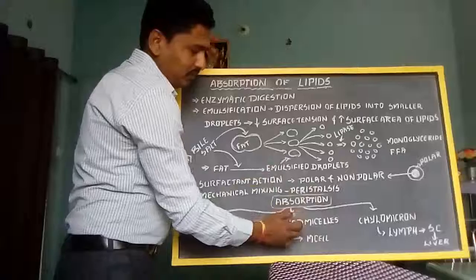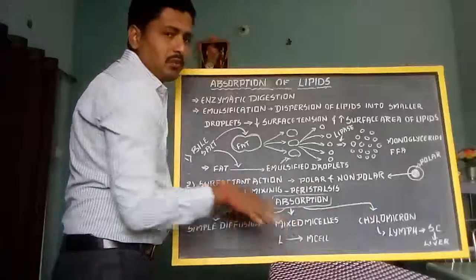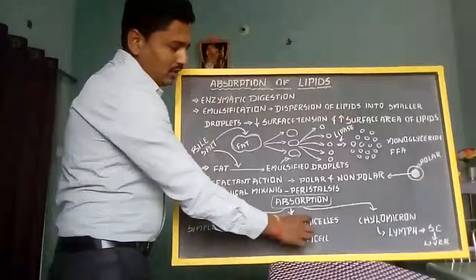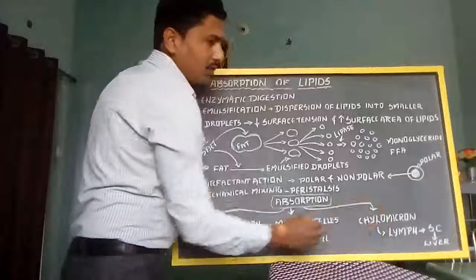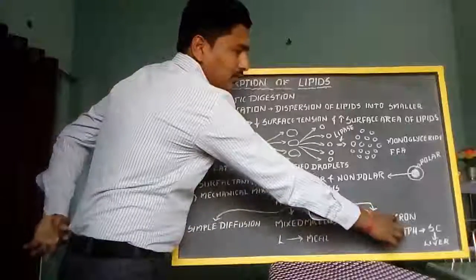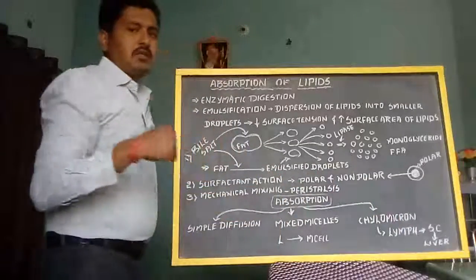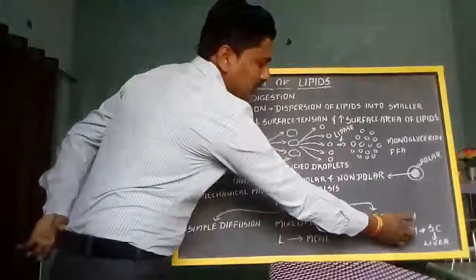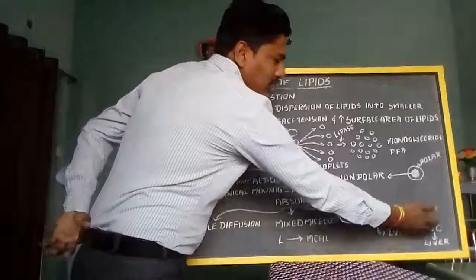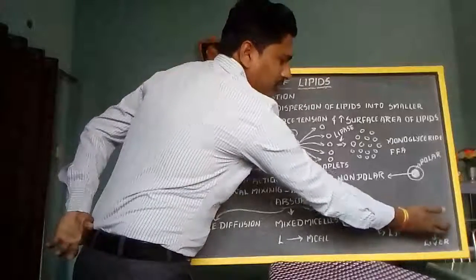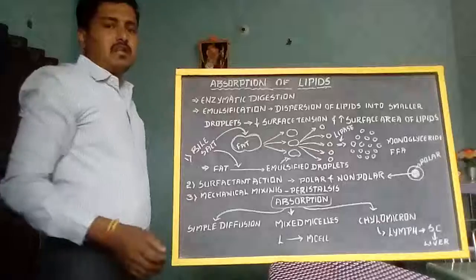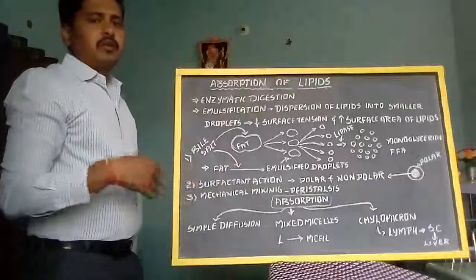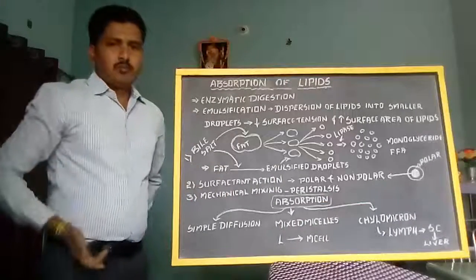This is the difference between mixed micelle and chylomicrons. Mixed micelle can be directly diffused into the venous capillary because its size is smaller compared to chylomicrons. Chylomicrons have long chain fatty acids and a bigger size. That's why they cannot enter the blood capillary, and they jump into the lymphatic circulation. From the lymphatic circulation, chylomicrons enter the systemic circulation. From systemic circulation, they reach the liver, and the liver carries out the upcoming metabolic process.